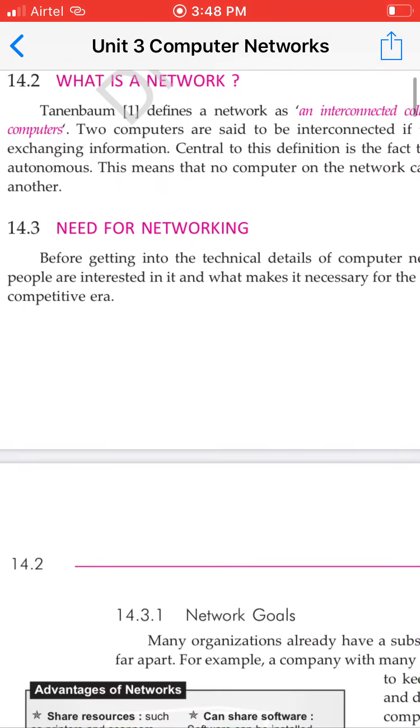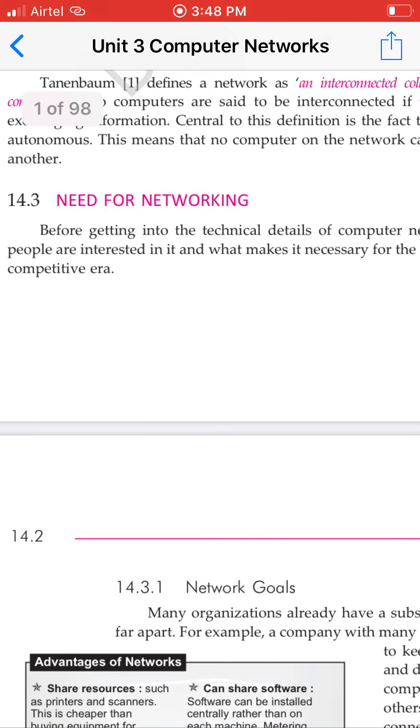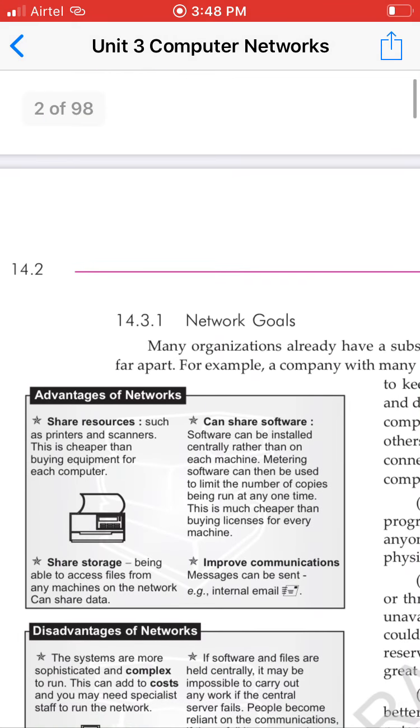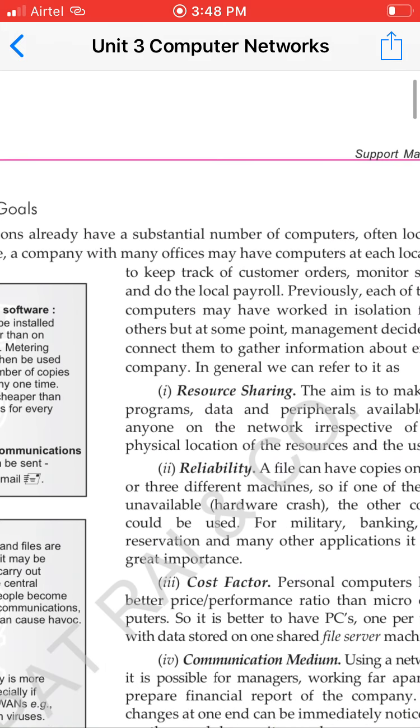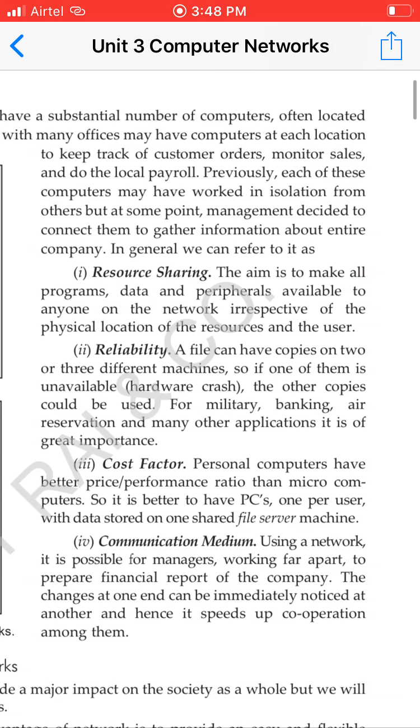Why we need network? क्यों बनाया गया network? So why we need a network, or what are the goals of network, or what are the advantages or applications of network? All these questions have the same answer. These are the points of this answer. I will discuss all these points with you here. The first point is resource sharing.